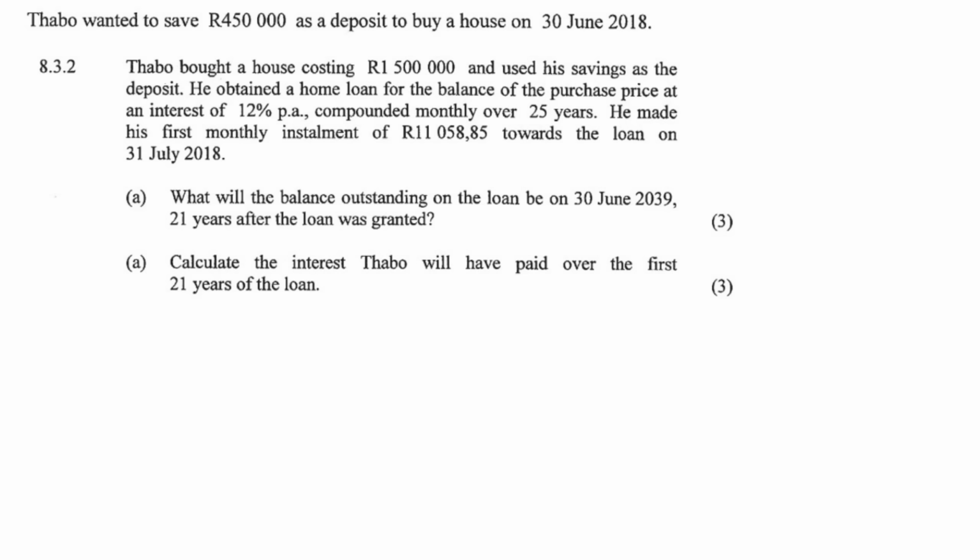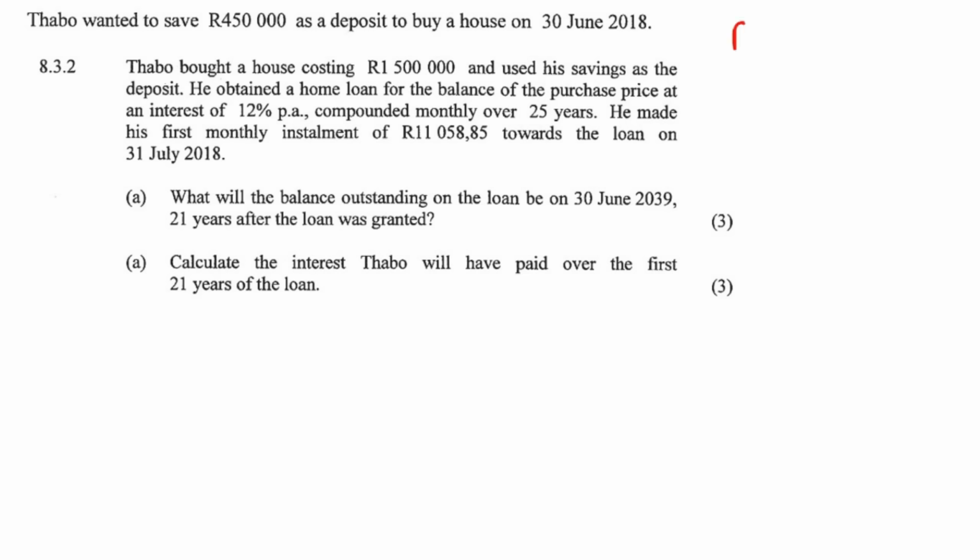Okay? So this part here is just the deposit. That's not the total value of the house. The total value of the house is this much. But he's going to use his savings as the deposit. So on the day when Tabo buys the house, the house is worth 1.5 million, but he's gonna give the bank 450,000 immediately. Okay, and the rest of the money, that is the loan. That is the money that the bank is gonna lend him.